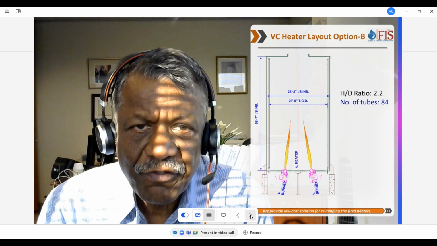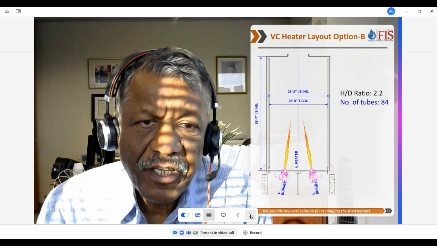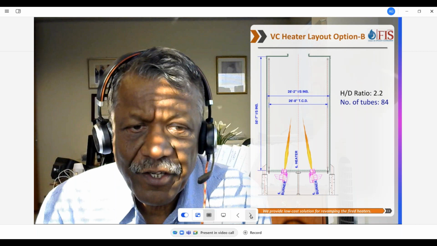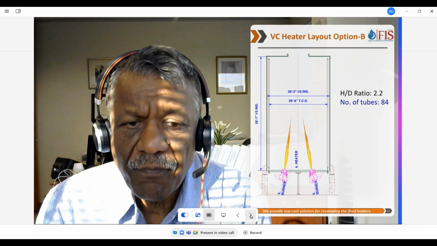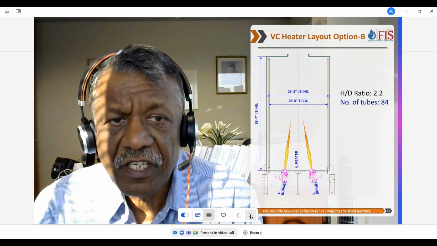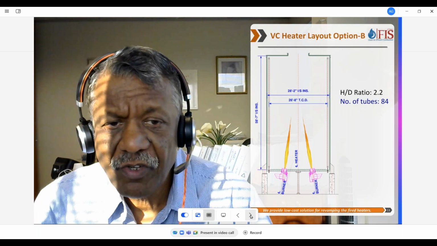And this is how the radiant section looks. Almost 60 foot tall and 28 foot diameter, with 84 tubes, and we put burners on the floor. So that is the configuration we came up with.